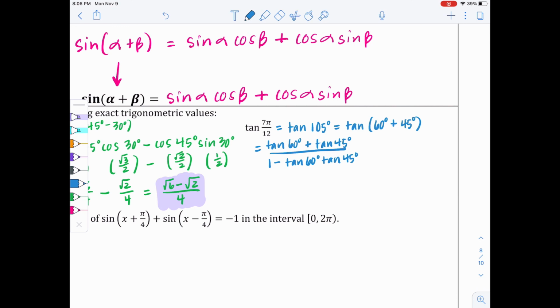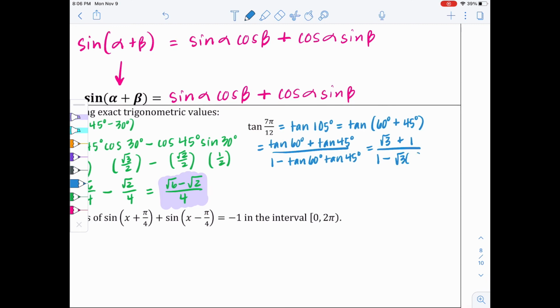Now that I have it expanded, I'm going to take that expression and find the exact values, because I know all of those tangent values. The tangent of 60 degrees is the square root of 3, plus the tangent of 45 degrees, which is 1. I'm going to divide that by 1 minus the square root of 3 times 1.